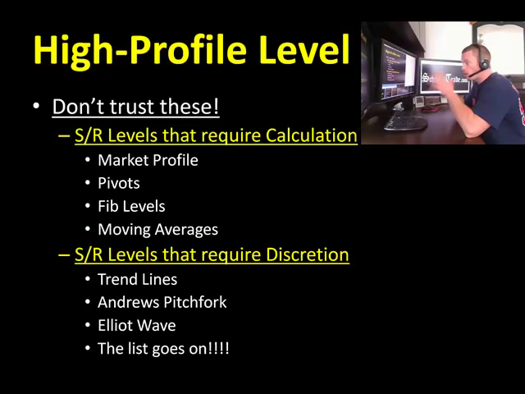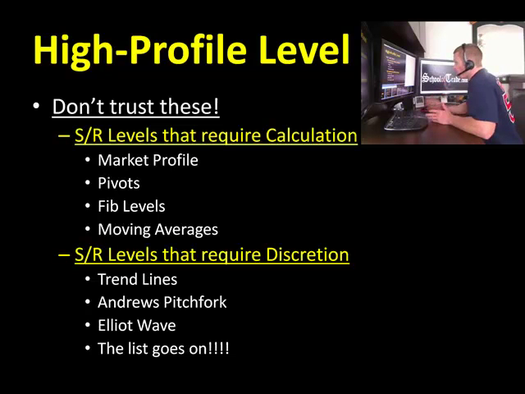Okay, so what are some examples of some support and resistance levels that have a calculation? Market profile, right? 70% of the volume from yesterday. Pivot points, right? Open, high, low, close, divide by 2. Fibonacci levels, right? Take the high, take the low, 61.8 retracement. Moving averages, right? Taking all the price action and then smoothing it with an exponential or a simple moving average. Okay, so support versus levels that require calculation, I don't trust them.